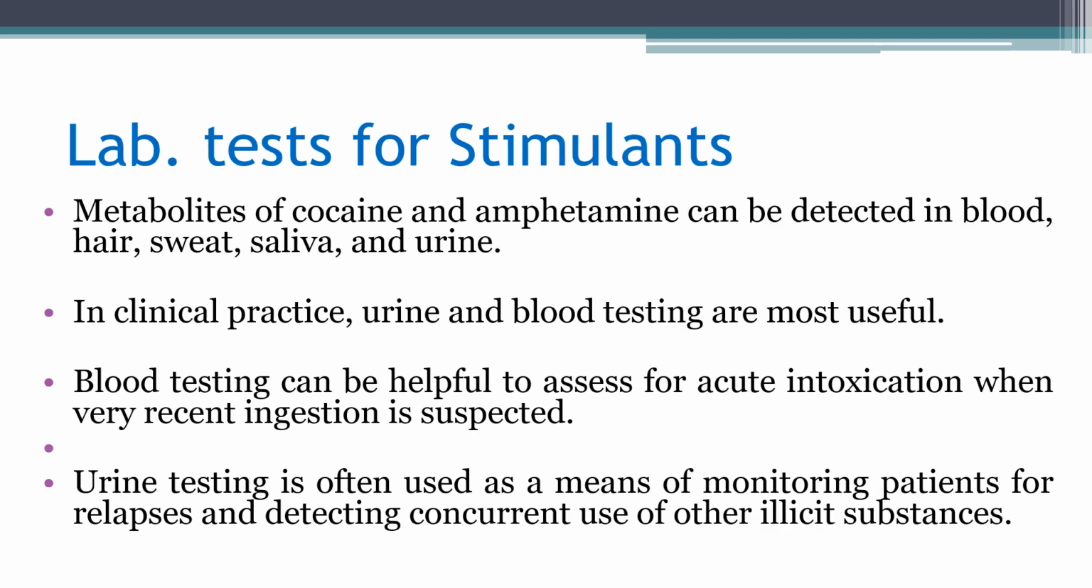Now the lab tests for stimulants. Metabolites of cocaine and amphetamine can be detected in blood, hair, sweat, saliva and urine. In clinical practice, urine and blood testing are most useful and are widely practiced. Blood testing can be helpful to assess for acute intoxication and very recent ingestion of the substance. Urine testing is often used as a means of monitoring patients for relapse and detecting concurrent use of other illicit substances also.